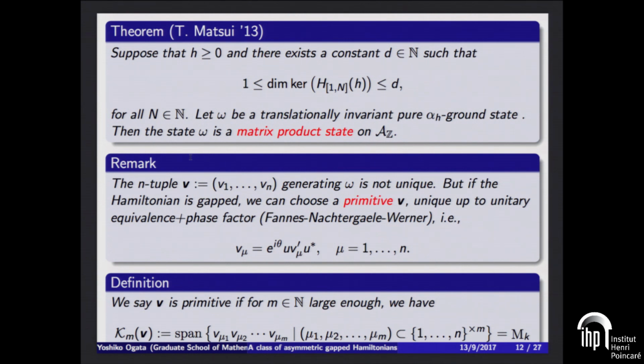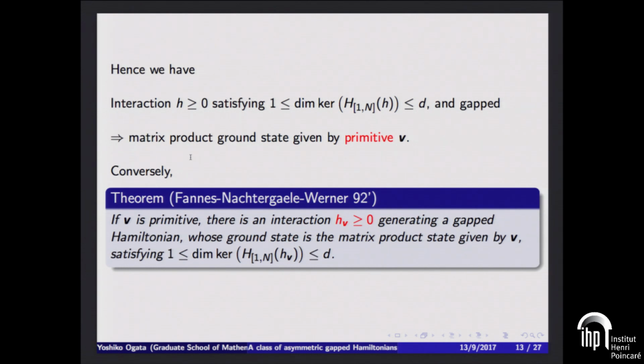Coming back to this remark, I was saying that the ground state in this setting is a matrix product state, but it is not unique. But if the Hamiltonian is gapped, we can choose a primitive V, unique up to unitary equivalence and a phase factor. So if V and V prime both generate the same matrix product state, then they should be related to each other like this. Here U is a unitary and e^{iθ} is a phase factor. So what we have so far is the following. We started from a positive interaction satisfying these kernel conditions, and we assumed furthermore that the Hamiltonian is gapped.